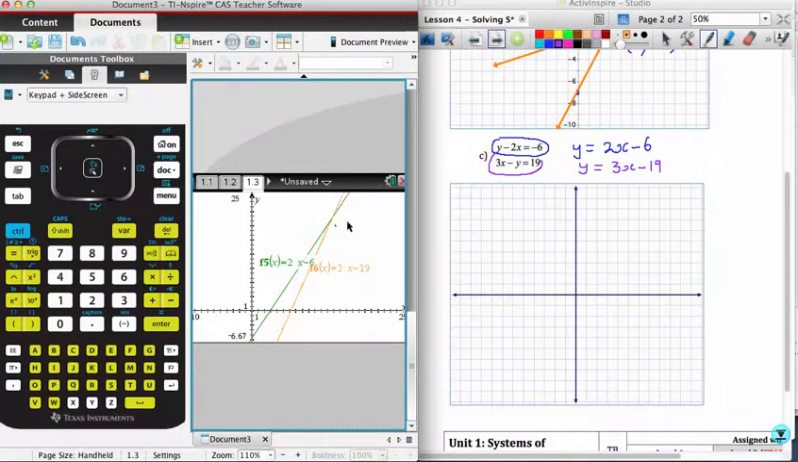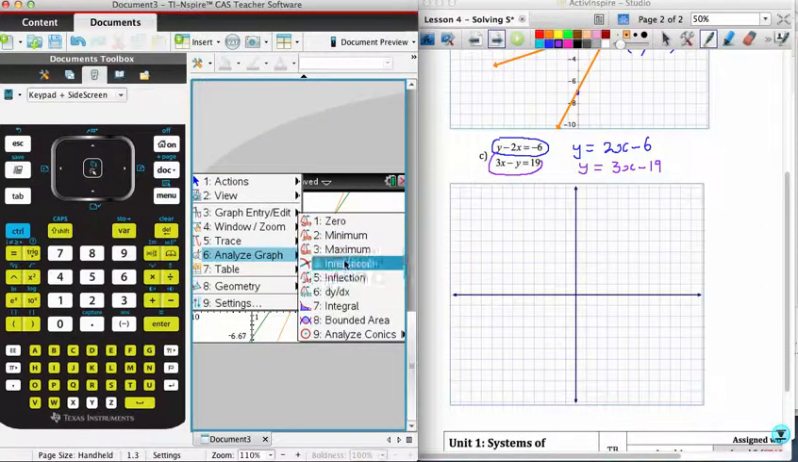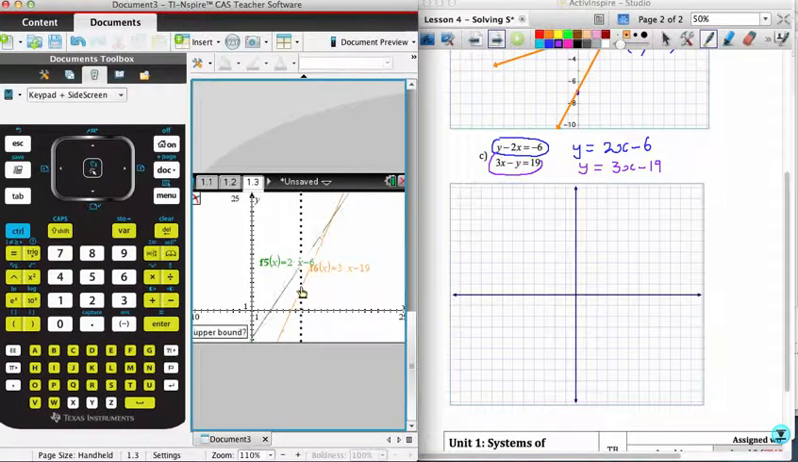And so now I'll go through the same process. Menu, analyze graph. I want the intersection. Go to the left, go to the right, and there I have my intersection point. And once again, we now transfer this information onto the graph. Be aware of what the scale is going to be in this case. But as long as we have a reasonably accurate graph, then we're going to be okay.